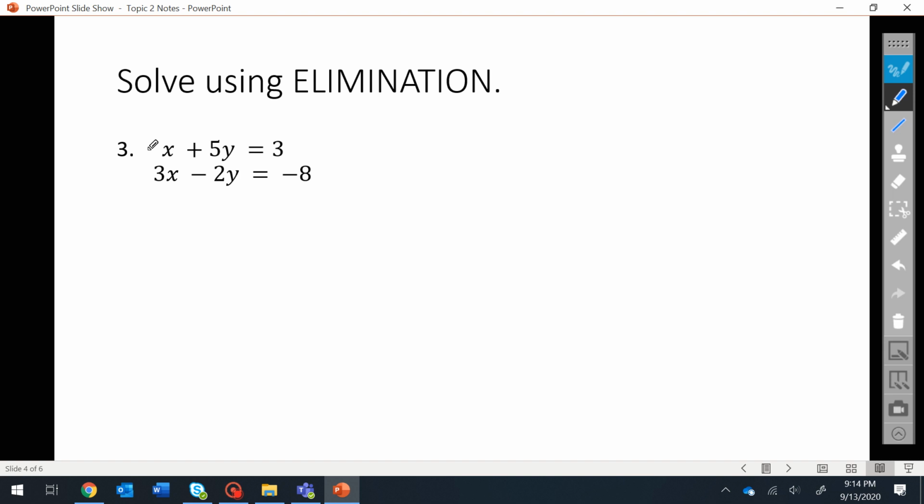So I'm going to look at these x's. These x's look nice. I've got a 1x and I've got a 3x. Now if I can turn this 1x into a negative 3x, then it will cancel with this positive 3x. So I'm going to multiply this first equation by negative 3. And what that's going to do is multiply everything by negative 3. It's going to be negative 3x minus 15y equals negative 9.